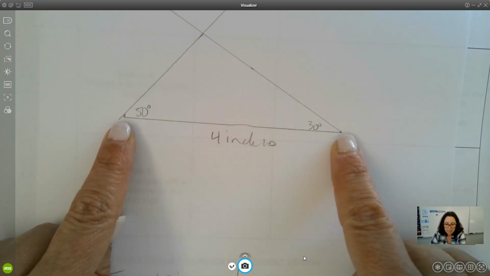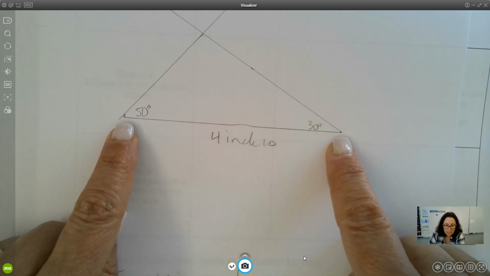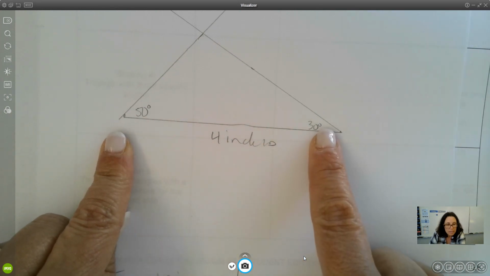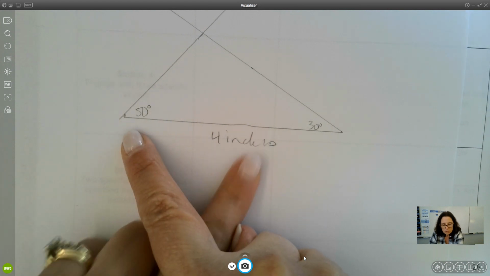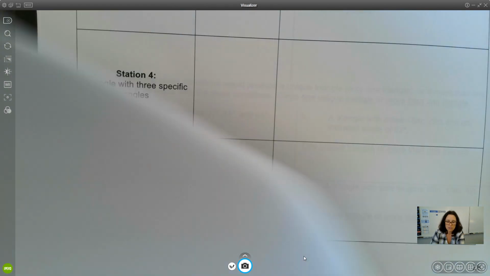Sorry for that little bump. I had a bump in my plastic ruler. Got my 4-inch side, and off these edges, I've got a 50-degree angle and a 30-degree angle. Now these could be reversed. If they were reversed, you'd just be looking at it upside down. You can kind of see it through the paper.